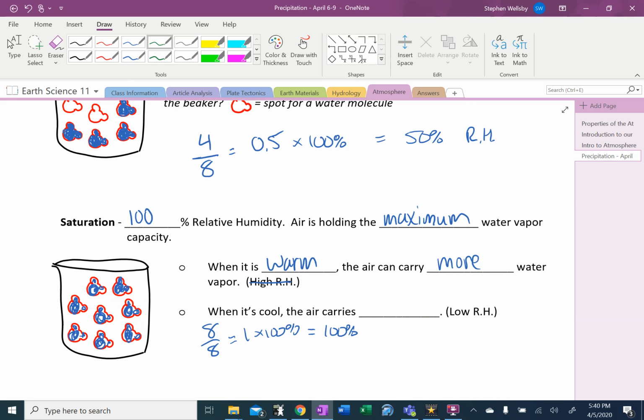Suddenly we make this air cooler. You can think of that again like squishing a sponge, or maybe making this beaker smaller. Now you can only hold 6. So what do you think is going to happen to these other 2 water molecules? Those would form precipitation. So this is what happens in the air.